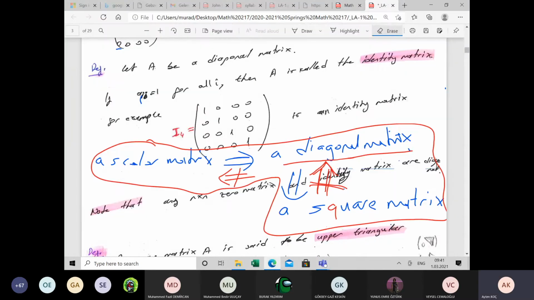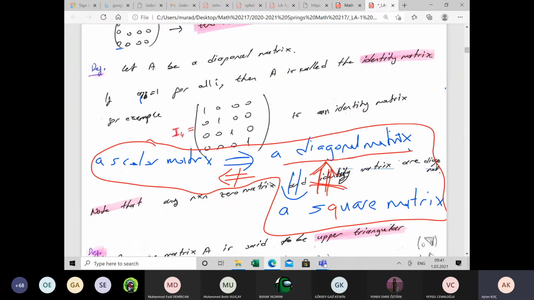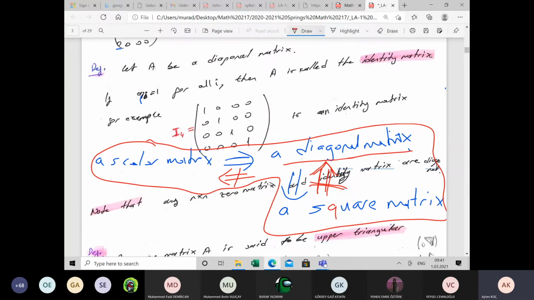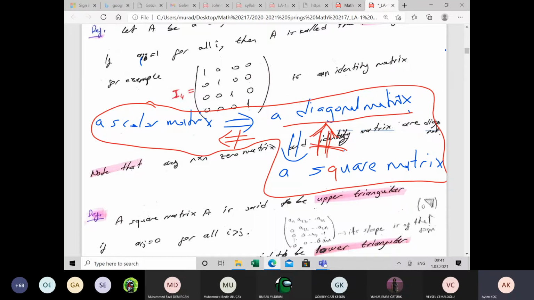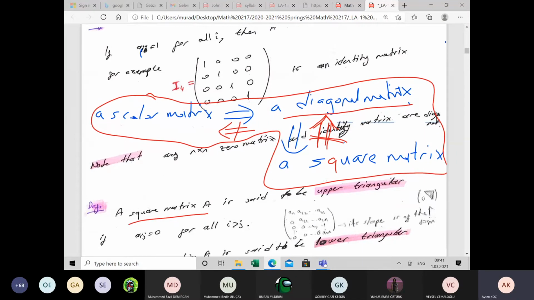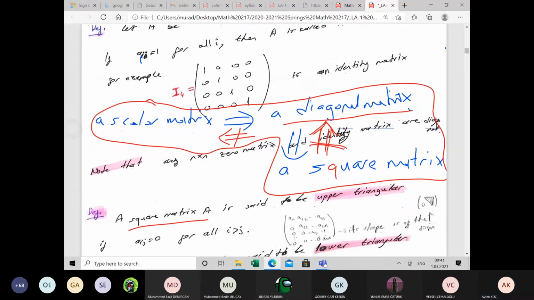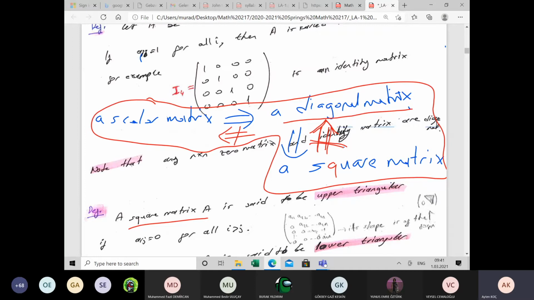Yes, let's start. Let's give the definition of the upper triangular matrix. What's the upper triangular matrix? Our matrix should be square, first of all. It's okay. Square matrix A, and also if i is greater than j, all entries should be 0.